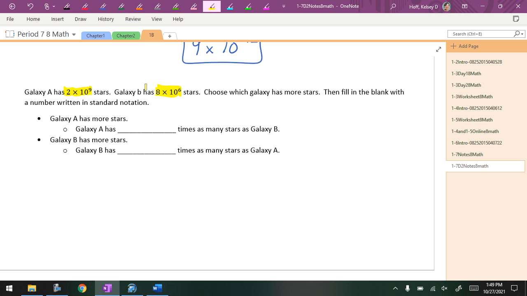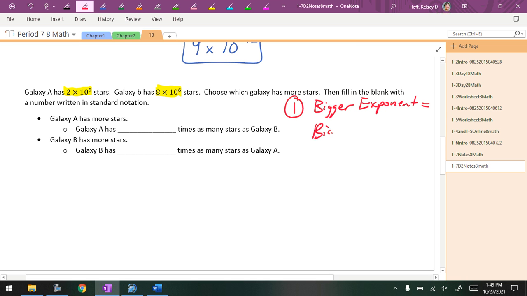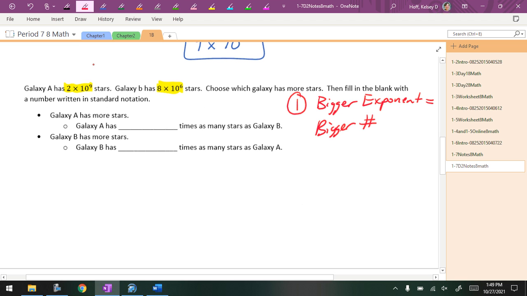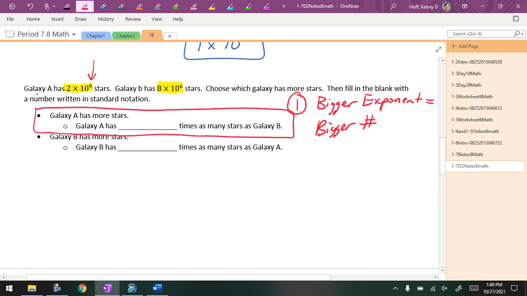Very good. Bigger exponent, bigger number. So rule number 1, bigger exponent equals bigger number. So if I have 2 times 10 to the 9th and 8 times 10 to the 6th, is galaxy A or B bigger? A, because you have 10 to the 9th. So I'm going to box this in as my choice.